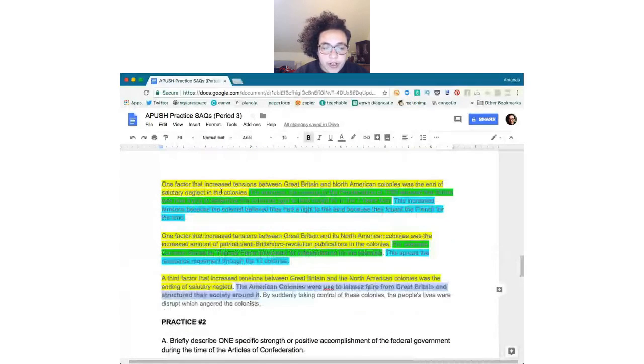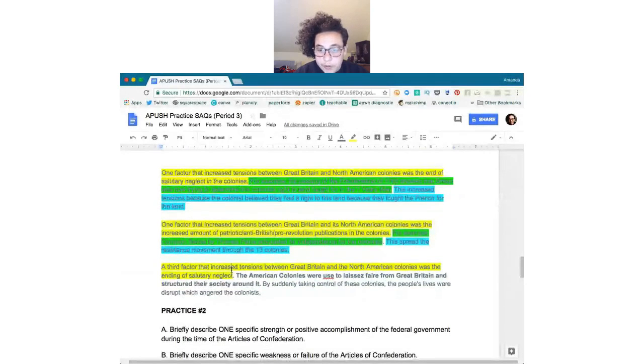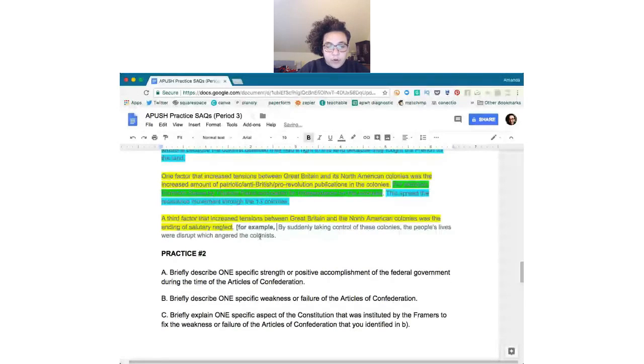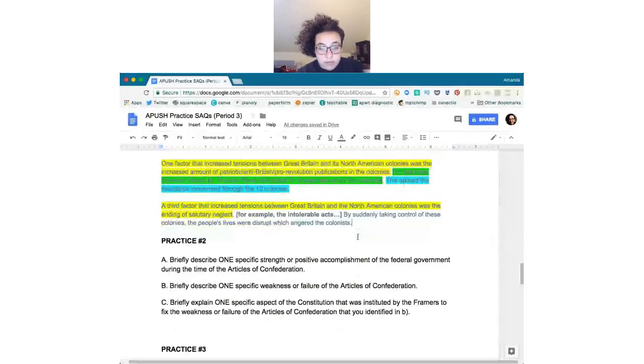So, for example, if you're choosing to talk about the end of salutary neglect, this would be an example of that. And that includes this key term here, Proclamation of 1763. So you'd want to make sure that you include a key term. By suddenly taking control of these colonies, people's lives were disrupted, which angered the colonists. Right. So you would want to then talk about, instead of that sentence, you could have for example, the Intolerable Acts, and then explain them or something like that. And then that last one, which angered the colonists, could still show why it's leading to war.